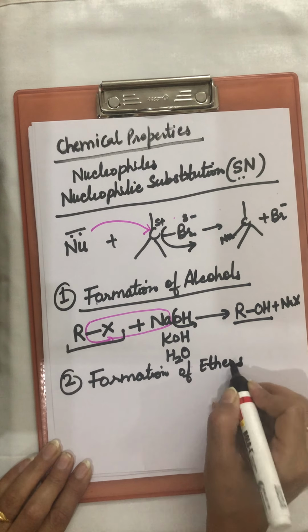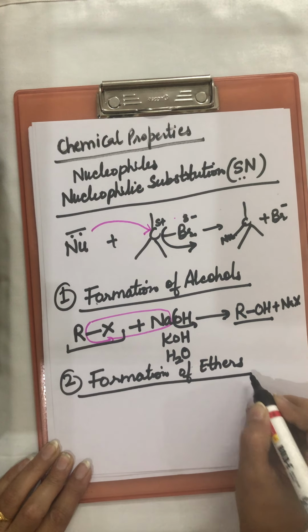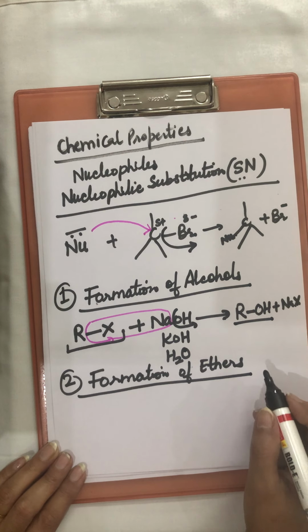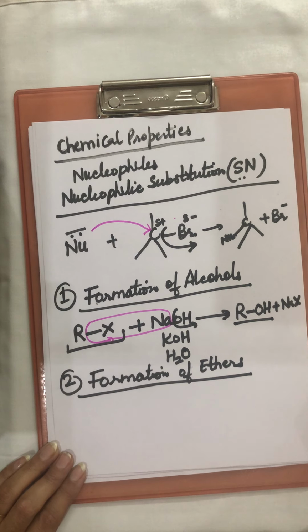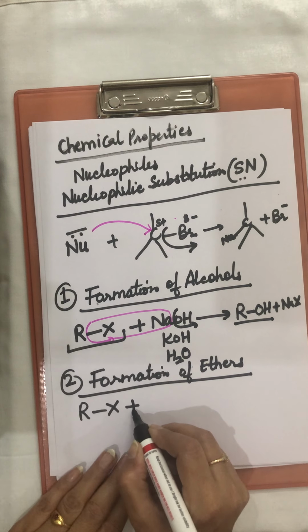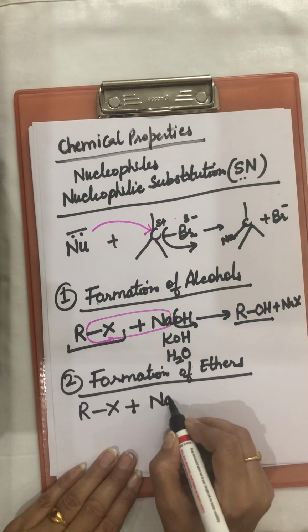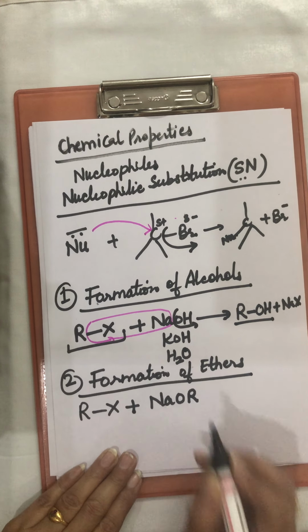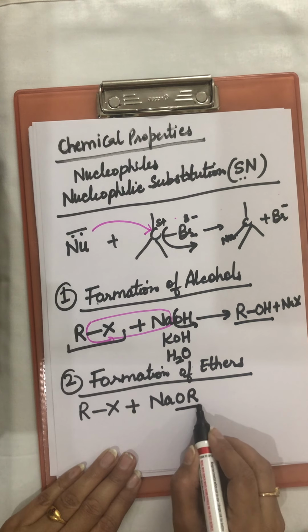Ethers are organic compounds with the -O- functional group in them. How can we get ethers from haloalkanes? By reacting haloalkane with sodium alkoxide. This is alkoxide.